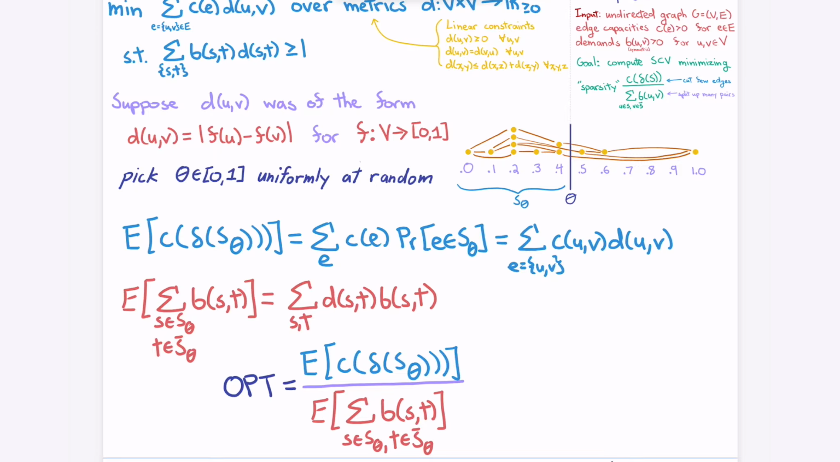But what's the issue? Exactly. This is the ratio of expected values, and what I'm really interested in is the expectation of the ratio. So that's not actually the expected sparsity of this cut; that's the expected ratio of this cut. Okay, but how can I fix this?